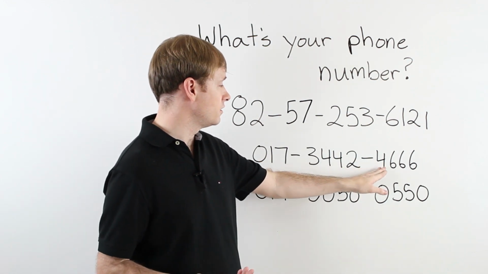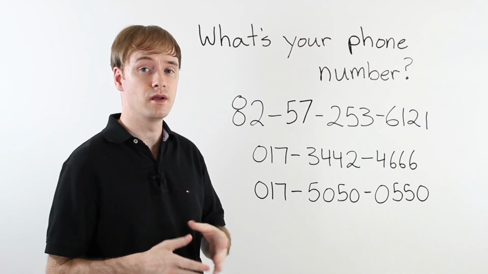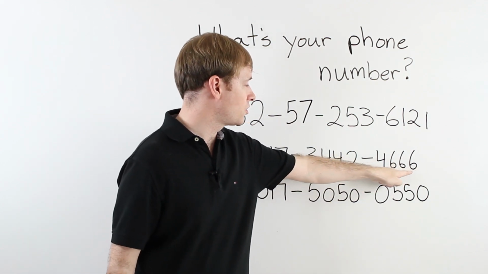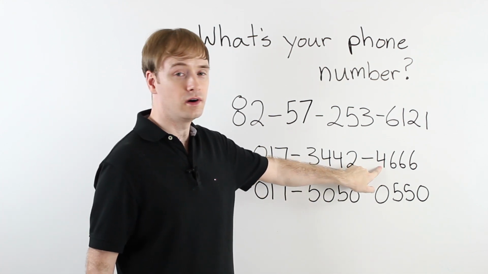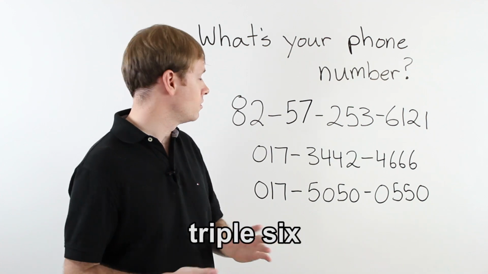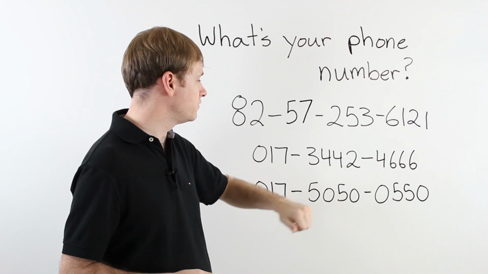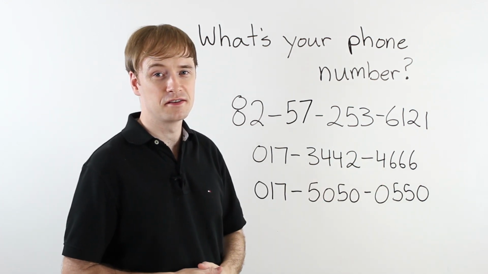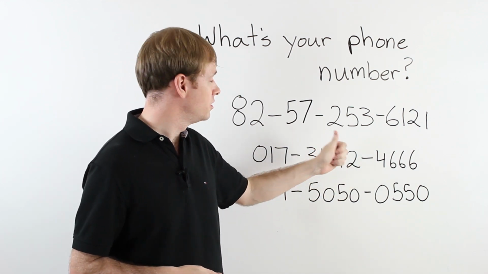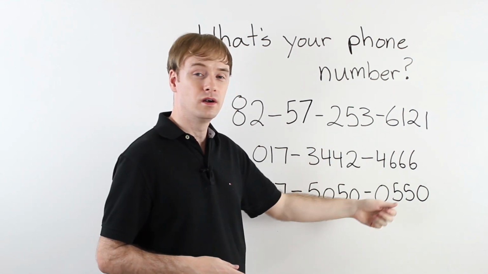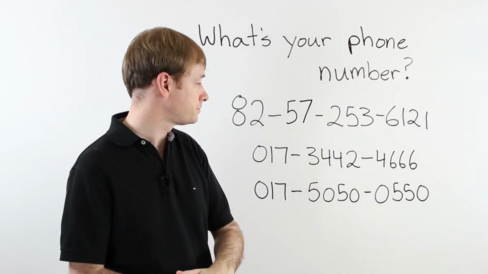And if you look over here, 4666, that's fine to express the number that way. But if you see 3 6s, that's triple. So you could say 4, triple 6. Okay, so what's your phone number? 017-3442-4666. Okay, that's another way to express that number.